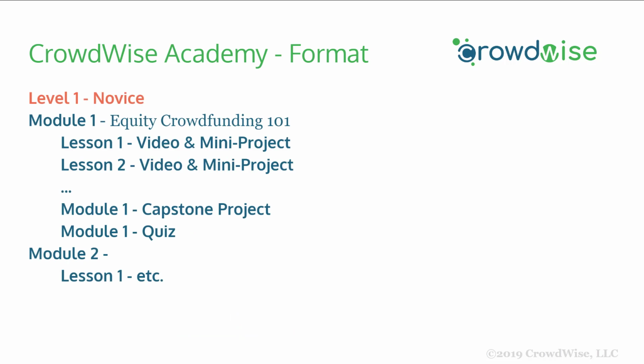CrowdWise Academy format, as we mentioned, so we have these 3 different levels, level 1, 2, and 3, and then within each level, it's broken down into modules. Now each module, just so you know, is going to have various lessons. So each lesson will have a video, and then most of them will have an associated mini project. This is just a very brief exercise to help make sure that you're applying what you learned in that lesson.